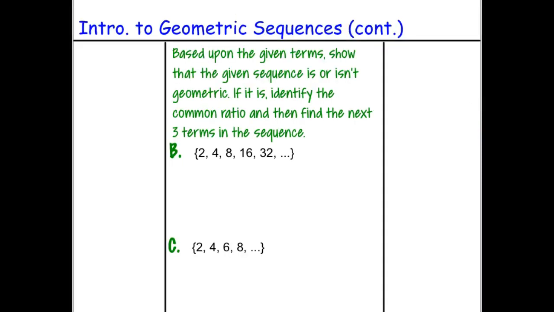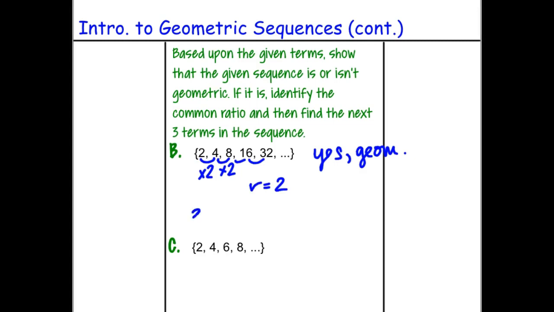Moving on to the next example. We also need to be able to identify whether a sequence is or is not geometric. To get from 2 to 4, in order to be geometric, we have to multiply by something, so this would be times 2. I see that 4 times 2 is 8, 8 times 2 is 16, 16 times 2 is 32. So yes, this is geometric. Then if it is, we need to identify the common ratio, which we did. So r is 2.